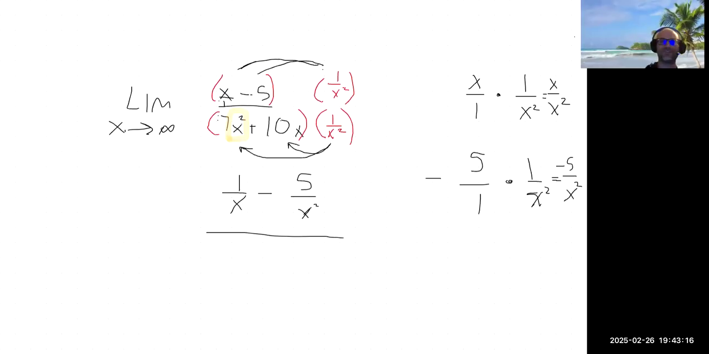All right, then let's do it. So we have 7x squared now, and we're multiplying that. We could turn this into 7x squared over 1, and 10x over 1 also.